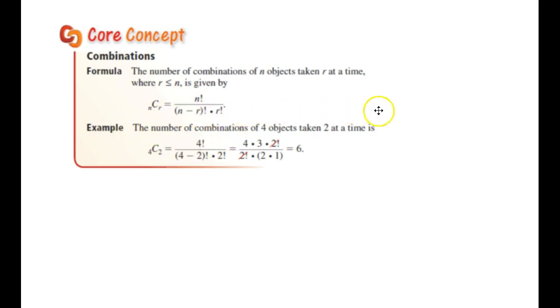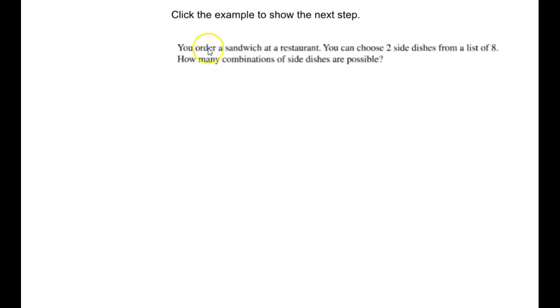So here's, from this last example, the number of combinations of 4 objects taken 2 at a time. I've got 4 factorial in the numerator, and 4 minus 2 factorial times 2 factorial in the denominator, and then I can simplify and find my answer that way as well. So let's look at this example.